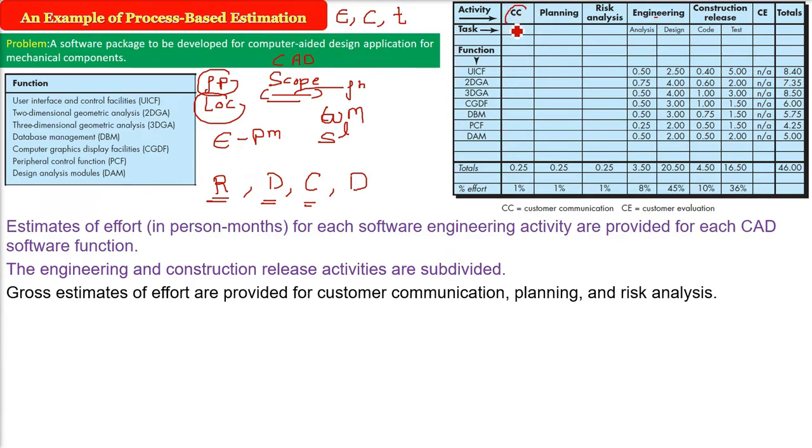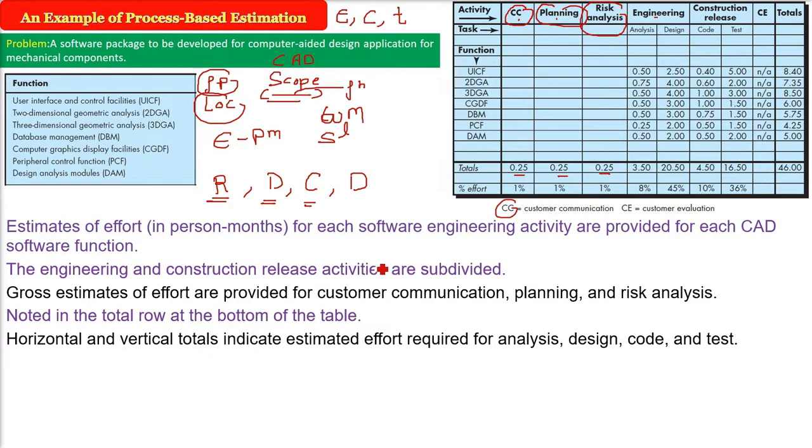So gross estimates of effort are provided for customer communication, because before that we need customer communication, we need the planning also because we are doing the project management, and finally the risk analysis. There will be some problems that may come, the contingency plan, what will be analyzed and what mitigation activity has to be done. And now you see the total row at the bottom, it is giving you the values of what we have to put here, and the percentage effort also, how much percent it is required.